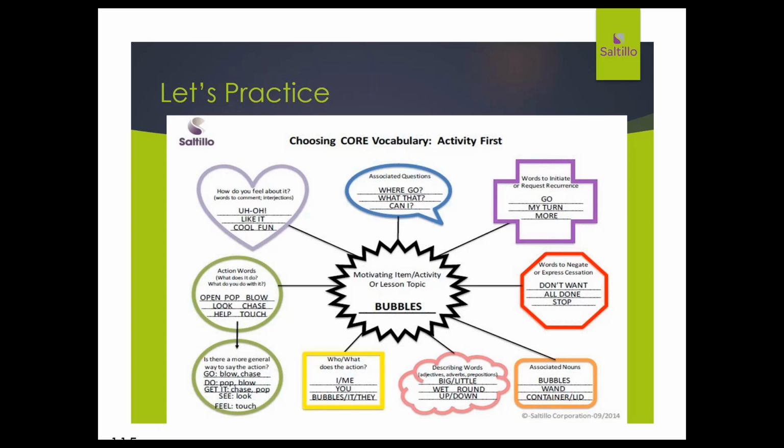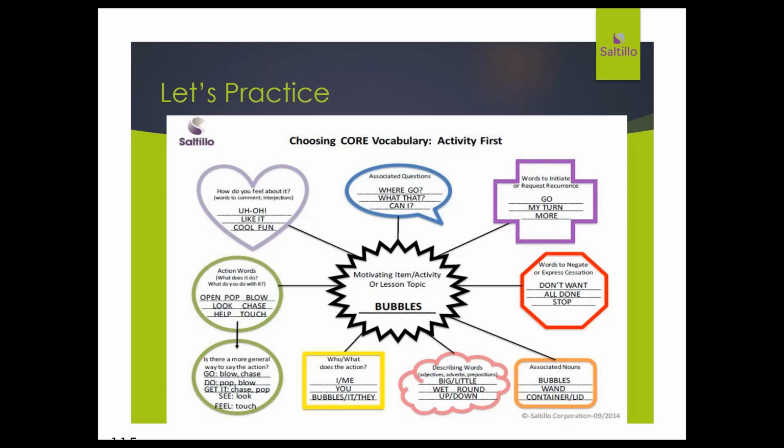So this is called choosing core vocabulary activity first. What we did in the middle is we picked a motivating item, activity, or lesson topic. And in this case, it was bubbles, because that is everybody's motivating item. So if we go around the circle, you can see at first we started with associated questions. These are some things that we can target and have the client, AAC user, say when we're working with bubbles. These are also things that we can model when working with bubbles.